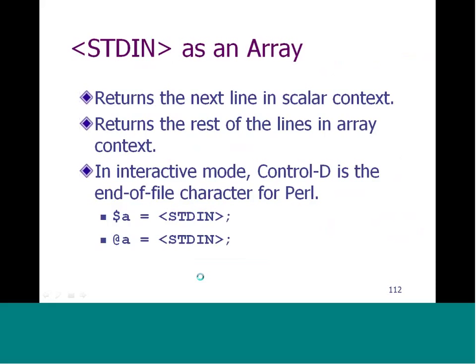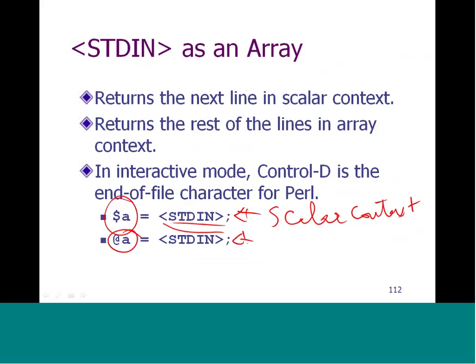In interactive mode, we need to use Control D as the end of file character for Perl. So how do we use it? Using these two notations. If you do a dollar a equal to standard in, this is a scalar context. And if you use an at sign a equal to standard in, this becomes an array context. So as you note, what you assign it to determines whether it's a scalar context or an array context.